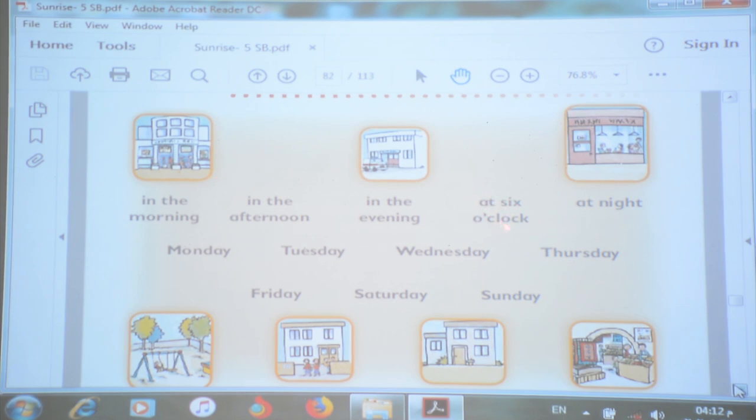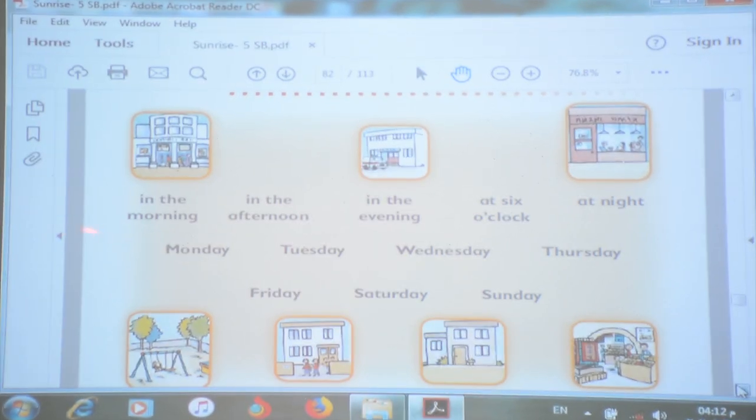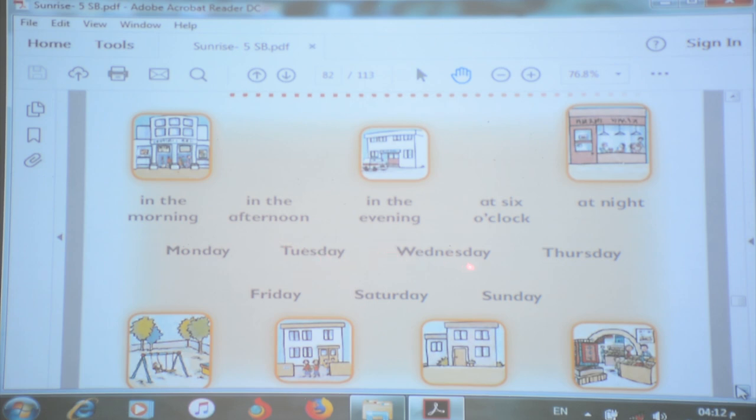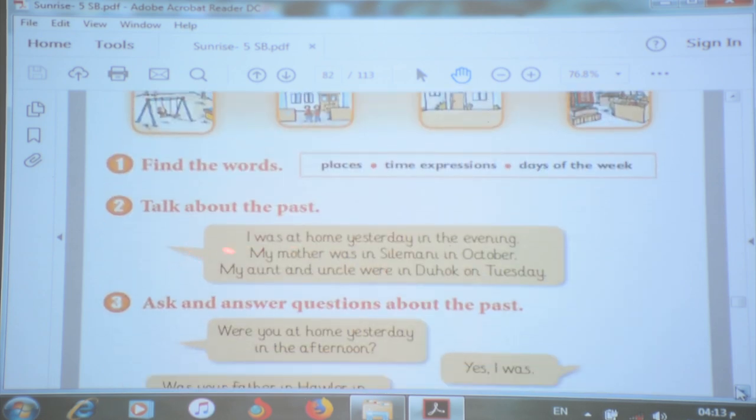What about the o'clock? You should use at 6 o'clock, 3 o'clock, 2 o'clock, 5 o'clock. You should use at. What about the night? If you have the word night, you should use at night, okay? In the evening, in the afternoon, in the morning. For o'clock, you should use at. For the night, you should use at. And we have the days of the week. Monday, Tuesday, Wednesday, Thursday. And you should use on Monday, on Tuesday, on Wednesday, on Thursday, on Friday, on Saturday, on Sunday. Okay? Be careful. You should know about the prepositions, how you can use them with words. Don't forget.